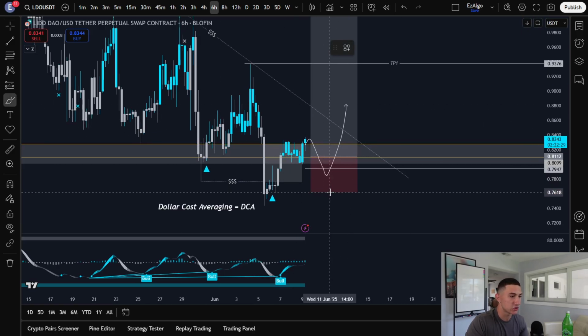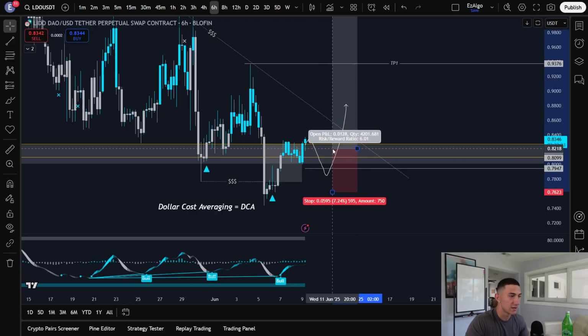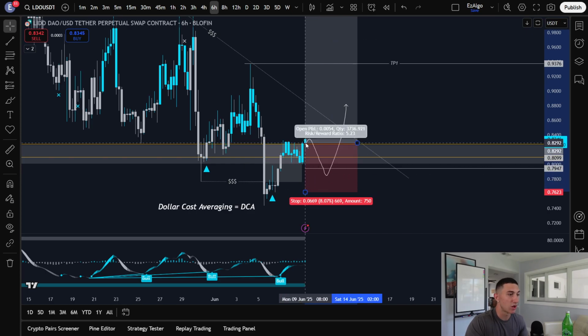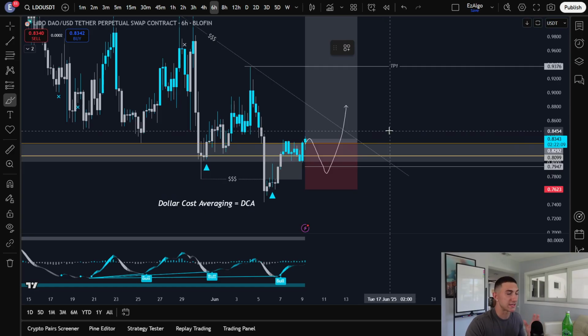And God forbid this trade hits my stop loss, now my risk is actually lowered as well, because instead of risking all of this, now I'm just risking this much. So dollar cost averaging is really good at mitigating risk and also increasing your risk to reward. Now, there is one downside to dollar cost averaging, and this is unfortunately what you have to sacrifice when using this method.